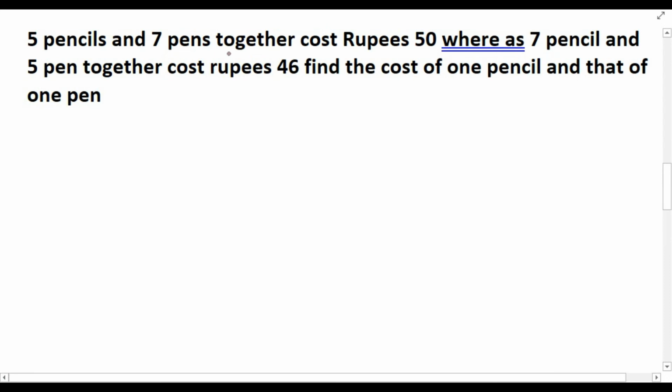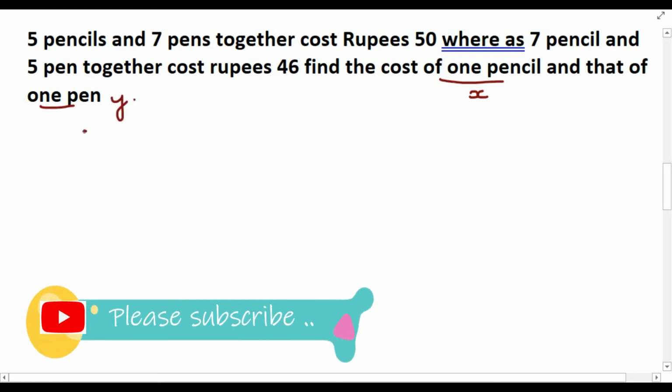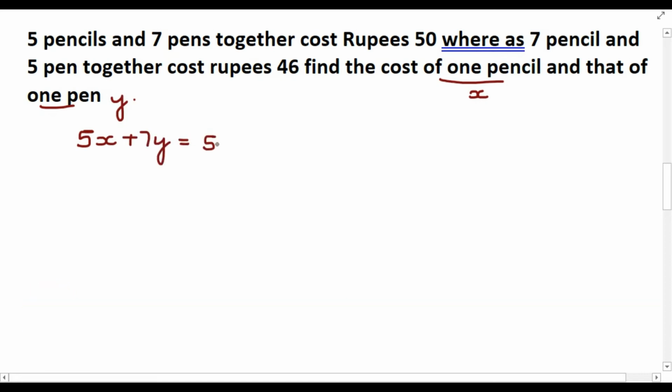Question: 5 pencils and 7 pens together cost rupees 50, whereas 7 pencils and 5 pens together cost rupees 46. Find the cost of one pencil and that of one pen. So let the cost of one pencil be X rupees and that of one pen be Y rupees. So we'll frame the equations. 5 pencils means 5X, 7 pens means 7Y. Total cost is rupees 50. Next equation, 7 pencils means 7X. Cost of one pencil is X, so cost of 7 pencils will be 7X and cost of 5 pens will be 5Y, equal to 46.